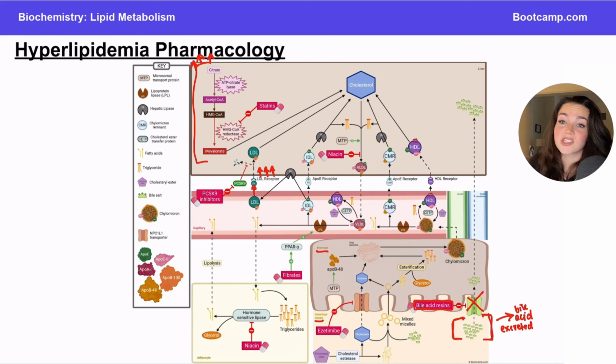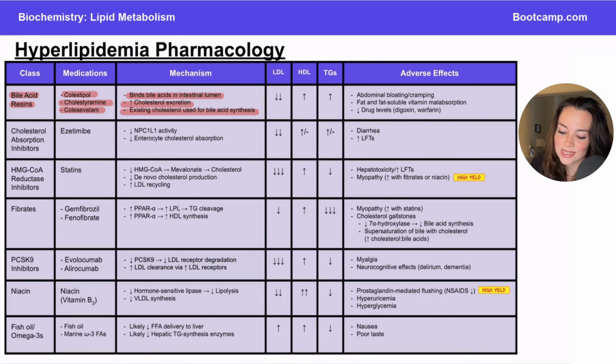When you increase that de novo cholesterol synthesis in the liver, you're going to promote VLDL expression. And remember, VLDLs are very high in triglycerides. So yes, these bile acid resins lower LDL, and they'll also increase your HDL slightly. But as you can see here, that LDL lowering efficacy isn't as strong as it is for some of these other drugs, and it actually increases the serum level of triglycerides.